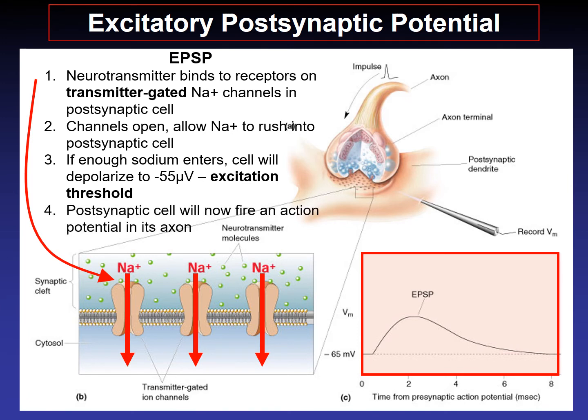So if we reach the excitation threshold, that is, we get enough positively charged sodium flowing into the neuron, then the postsynaptic cell will fire an action potential in its axon. What's going on is the positive charge that has entered the dendrites is going to propagate all the way down to the axon. And once that positive charge reaches the sodium channels, if it's enough positive charge, it causes those sodium channels to open, kicking off that saltatory conduction of the action potential that we discussed previously.